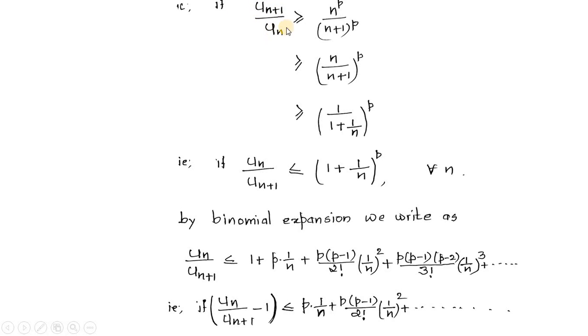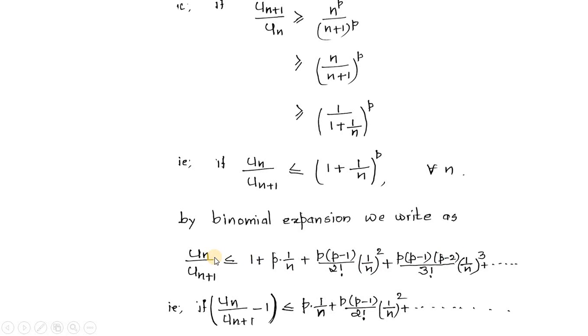Un plus 1 by un is greater than or equal to n raised to p by (n plus 1) whole raised to p. Again, by simplification, we'll have this term, and taking the reciprocal, un by un plus 1 is less than or equal to (1 plus 1 by n) whole raised to p for all n. Apply the binomial expansion. We write it as un by un plus 1 is less than or equal to 1 plus p into 1 by n plus p into (p minus 1) by 2 factorial into (1 by n) whole square, plus so on.